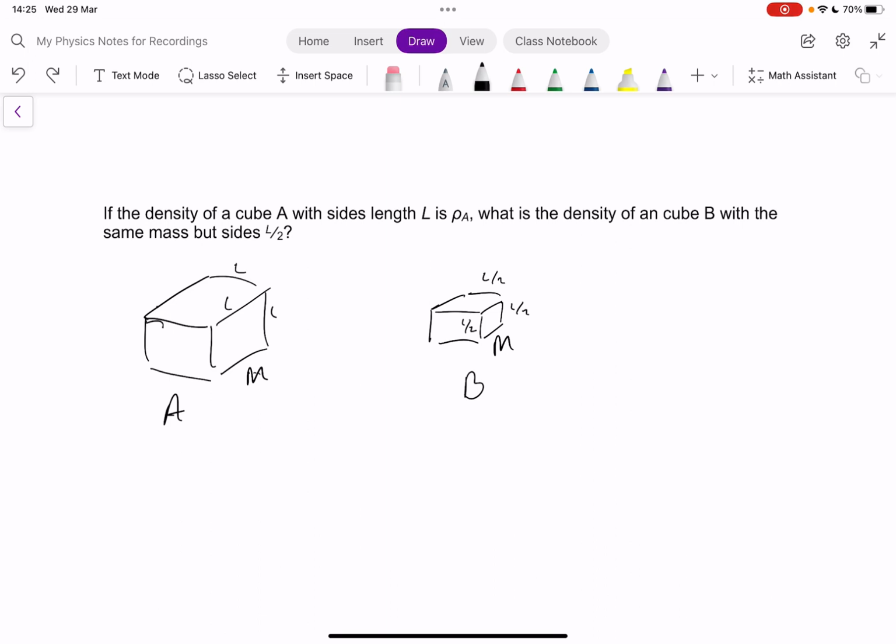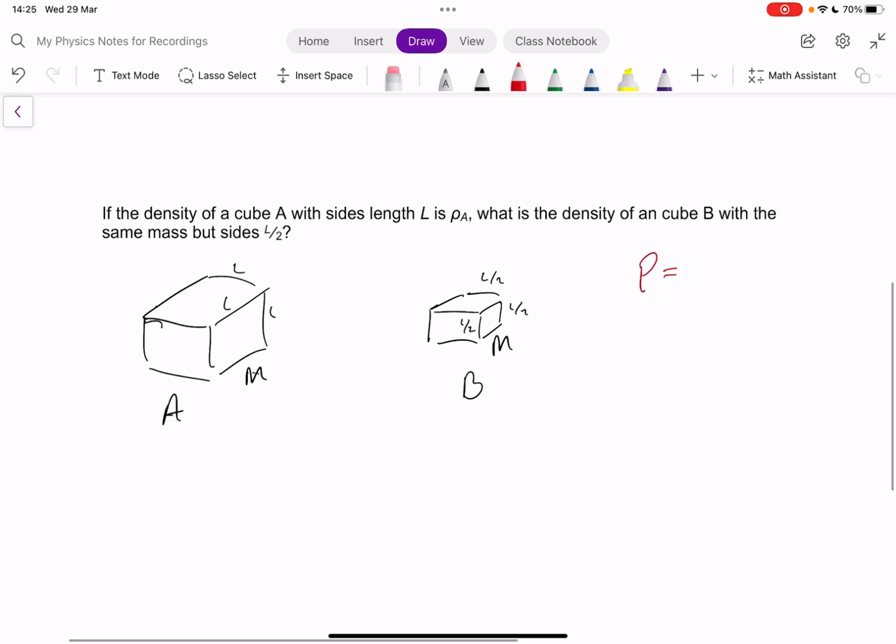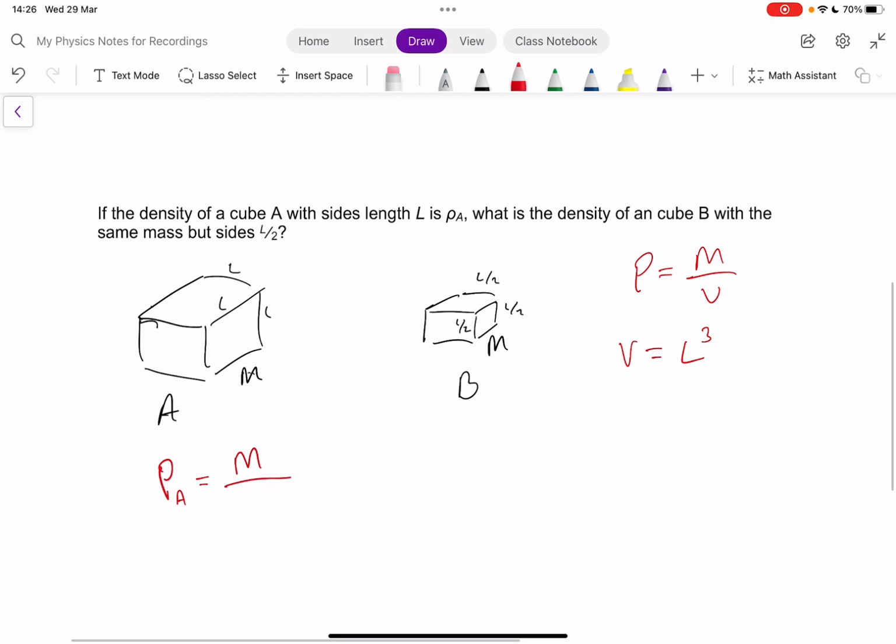So the first thing is to realise, again, create a little list of equations that's going to be useful. The density of any object is its mass divided by its volume. And for a cube, of course, the volume is just L cubed. So this should hopefully tell us that the density of A is going to be the mass of A, divided by the volume of A, or L cubed.